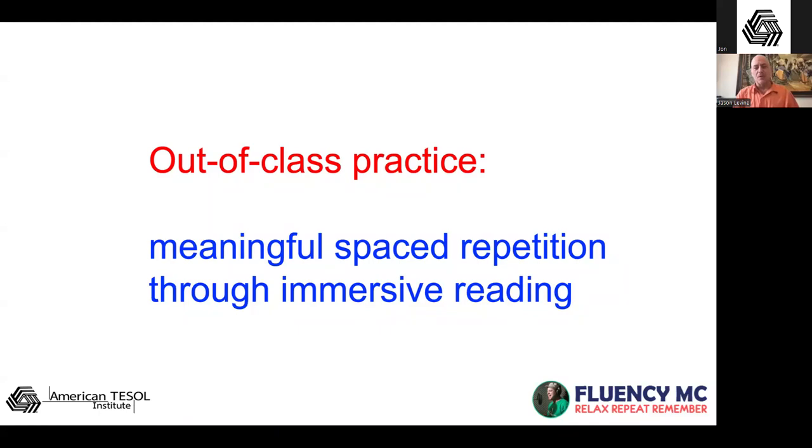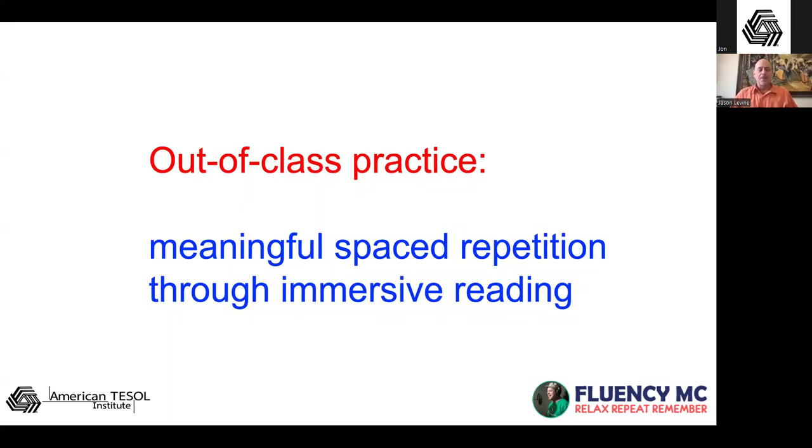Spaced repetition, if you don't know what that means, imagine an app like Duolingo, which is based on spaced repetition, meaning that you get exposure to language at different intervals. So if it's flashcards, that's the easiest example, right? You get a bunch of flashcards, and the app is giving you the flashcards at different intervals depending on your ability to remember them. So spaced repetition is so important, but it's often connected to activities that are not necessarily interesting or fun. So, meaningful spaced repetition through immersive reading.